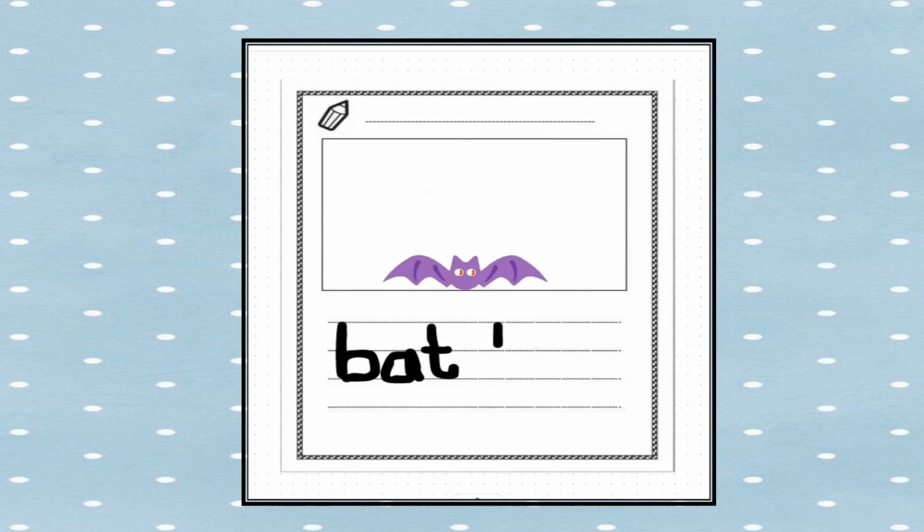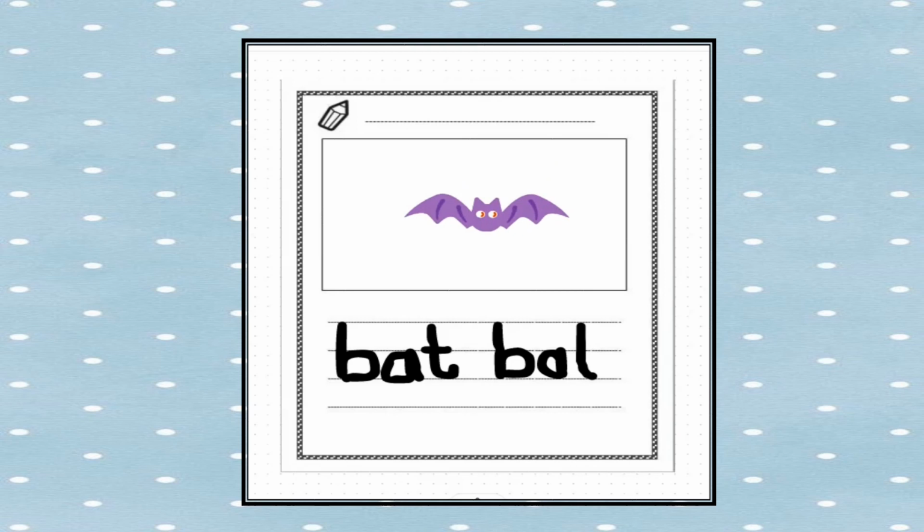B. Start at the top, down and up, turn. A. All the way round, up and down. T. Start at the top, down and curl and cross it. Well done.